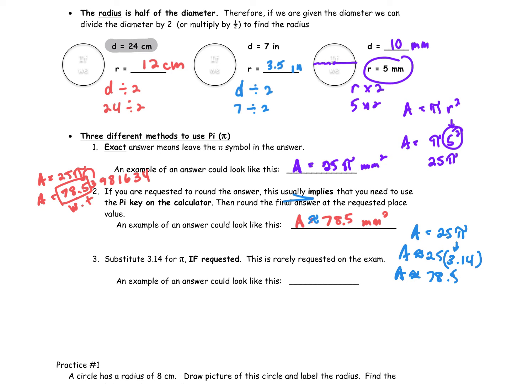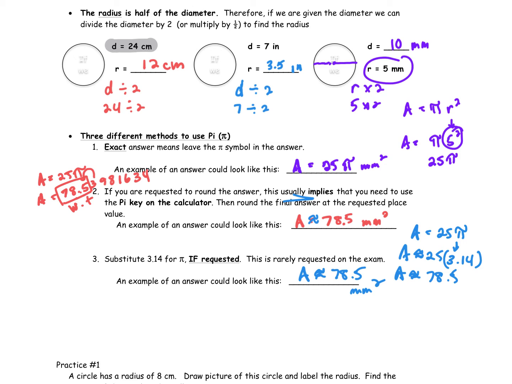It's not the exact answer, so I want to acknowledge that it's not the exact answer. So an example would be that area is approximately 78 and 5/10, again not equals, approximately, millimeters squared. So that's how many little square units of millimeters would be inside the circle.